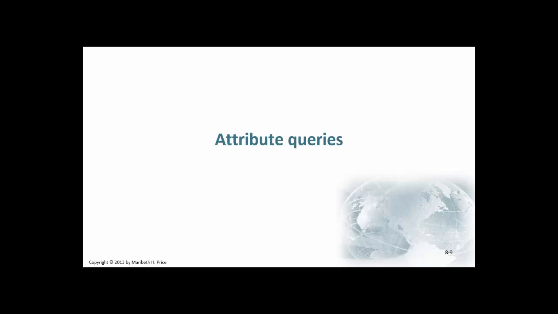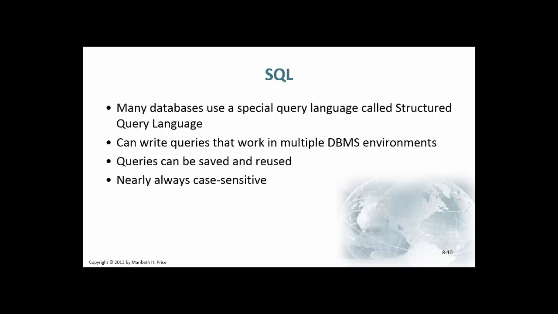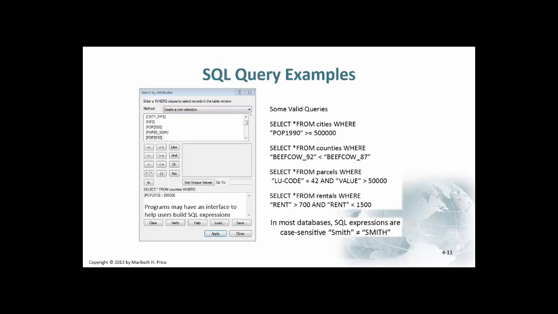We talked about attribute queries in previous chapters. Select by attributes is the tool used to initiate the attribute query. Attribute queries require SQL language, and ArcMap has a nice interface that helps us construct the SQL statements by point, pick, and click. Examples of queries. Can you understand what they're all asking for?